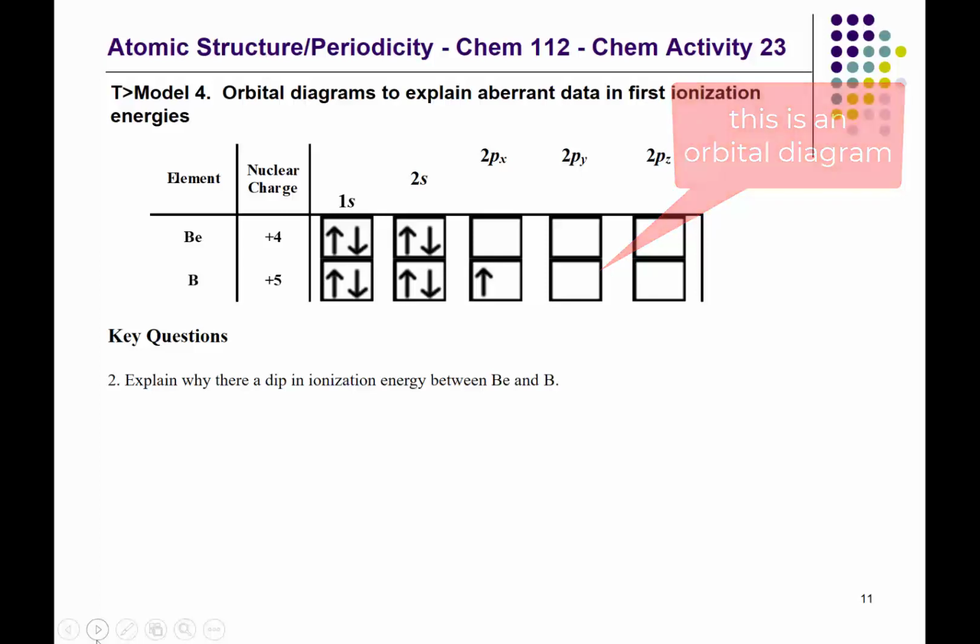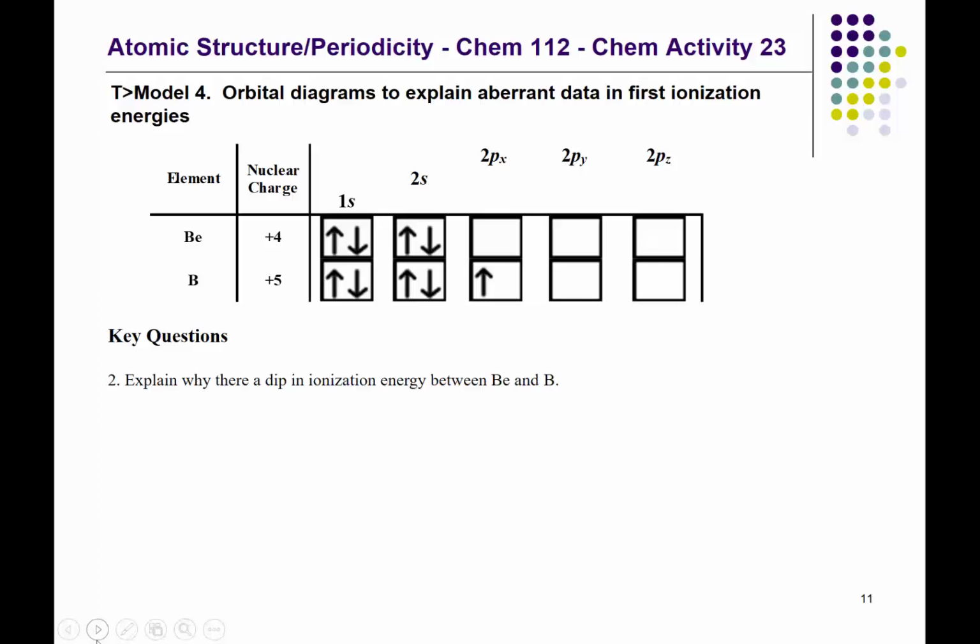So we've got the beryllium, the boron. I've written their nuclear charge. I've written the orbital diagrams. I'm also trying to indicate that the 2s orbital is of higher energy than the 1s. And more importantly, the 2p orbitals are of higher energy than the 2s orbitals.